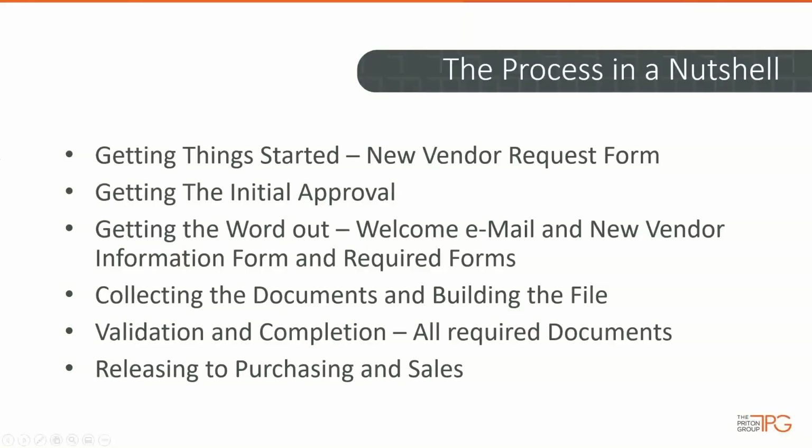All right, so this process initially gets kicked off by somebody, one of your own internal employees, filling out a new vendor request form on the FileBound Forms portal and submitting that into FileBound. From there, that'll kick off a workflow, and after getting initial approval, someone on the AP team can then send out a welcome email from the workflow that will include the new vendor information form, as well as any other required forms that need to be sent to that vendor as well.